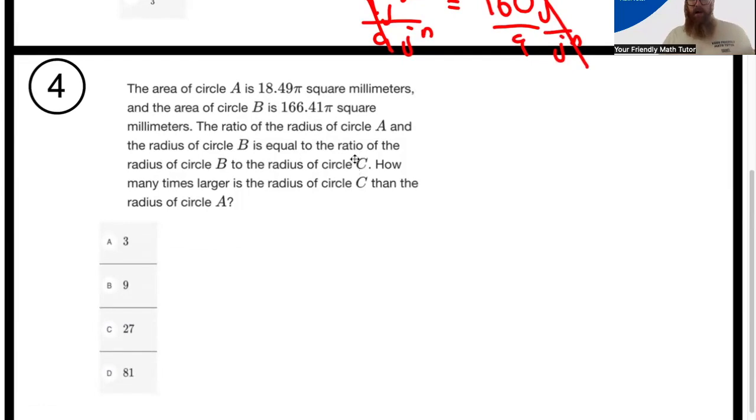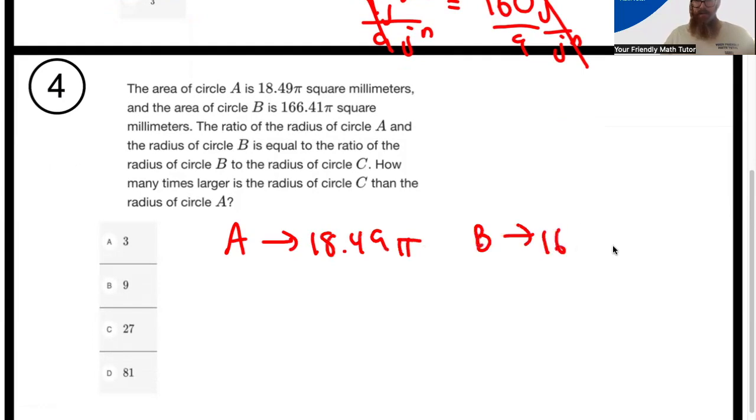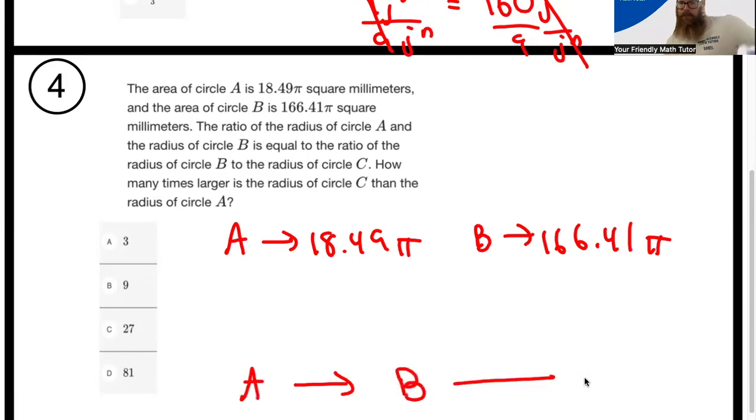All right, so the area of circle A is 18.49 pi, and the area of circle B is 166.41 pi. And the ratio of the radius of A to B is the same as the ratio of B to C. So what we want to do here is figure out the scale factor. If we look at it like this, A to B, and then the same ratio from B to C.